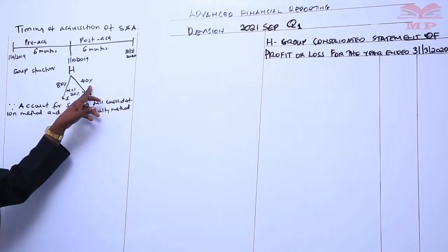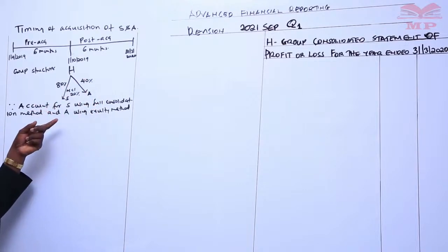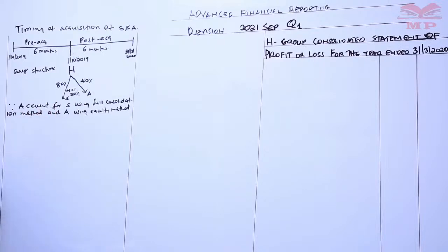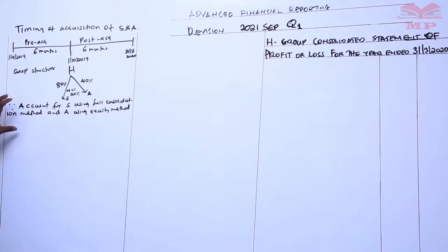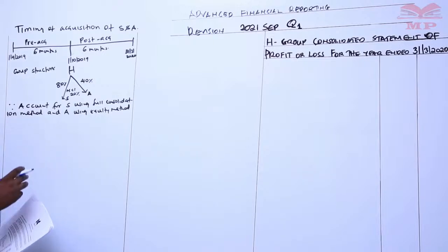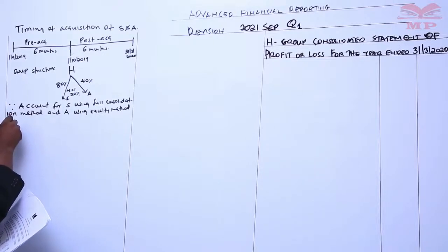A is an associate, meaning that H is only exercising significant influence. What does that mean? It means that H is only participating in the financial and operating policy decisions. And S is a subsidiary using the full consolidation method. That means that H has full control in S. So when consolidating the financial statements, do not forget to demonstrate this principle. The next thing that we need to talk about now is workings. So I'll talk about working one.